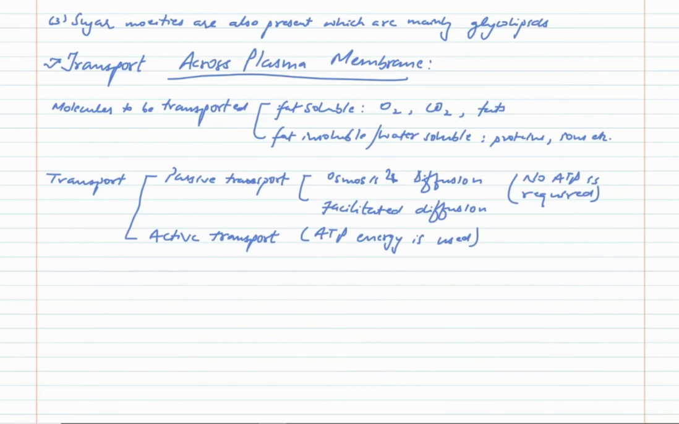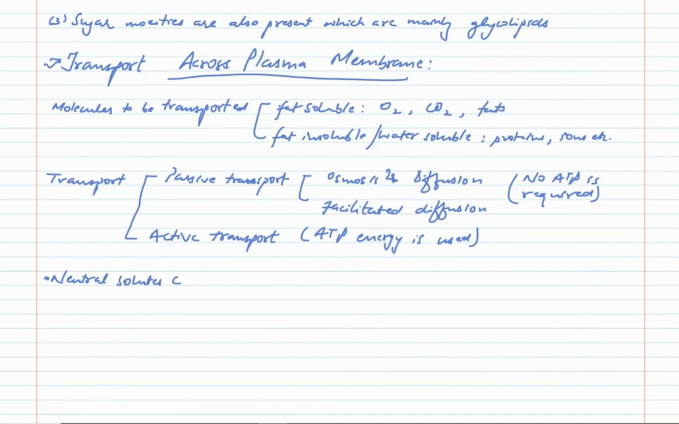In passive transport, substances move from their higher concentration towards their lower concentration according to the chemical gradient, whereas in case of active transport, the movement of substances is against the chemical gradient or the concentration gradient. That is why ATP energy is required.